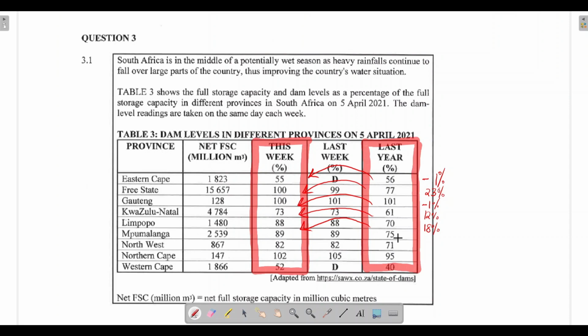Then Mpumalanga, last year it was 75. This year it was 89. So we can see that there was an increase of 14%.